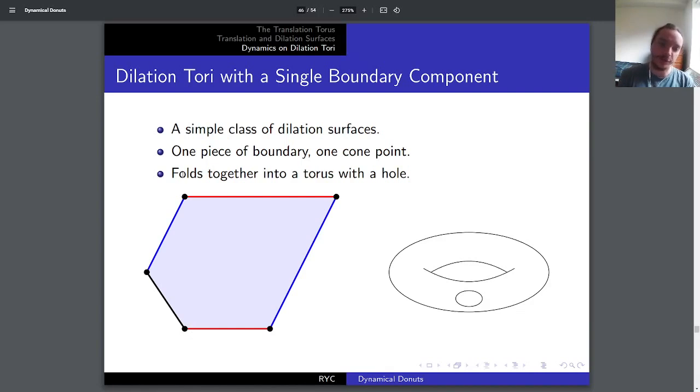And if you fold everything together, you're going to get kind of a torus like this, but it's going to have a hole in it. And that hole right there corresponds to the black side. Okay. So this is what the boundary is. It's kind of a missing piece of our surface.